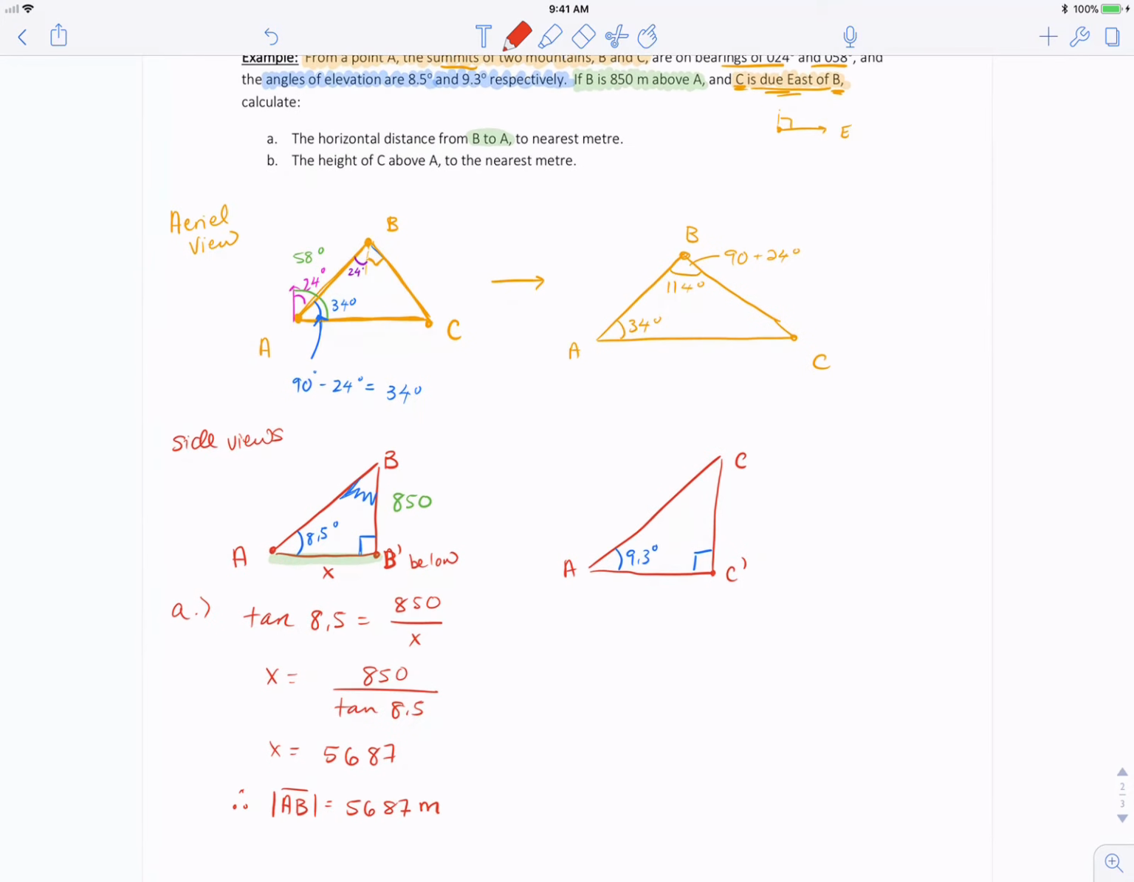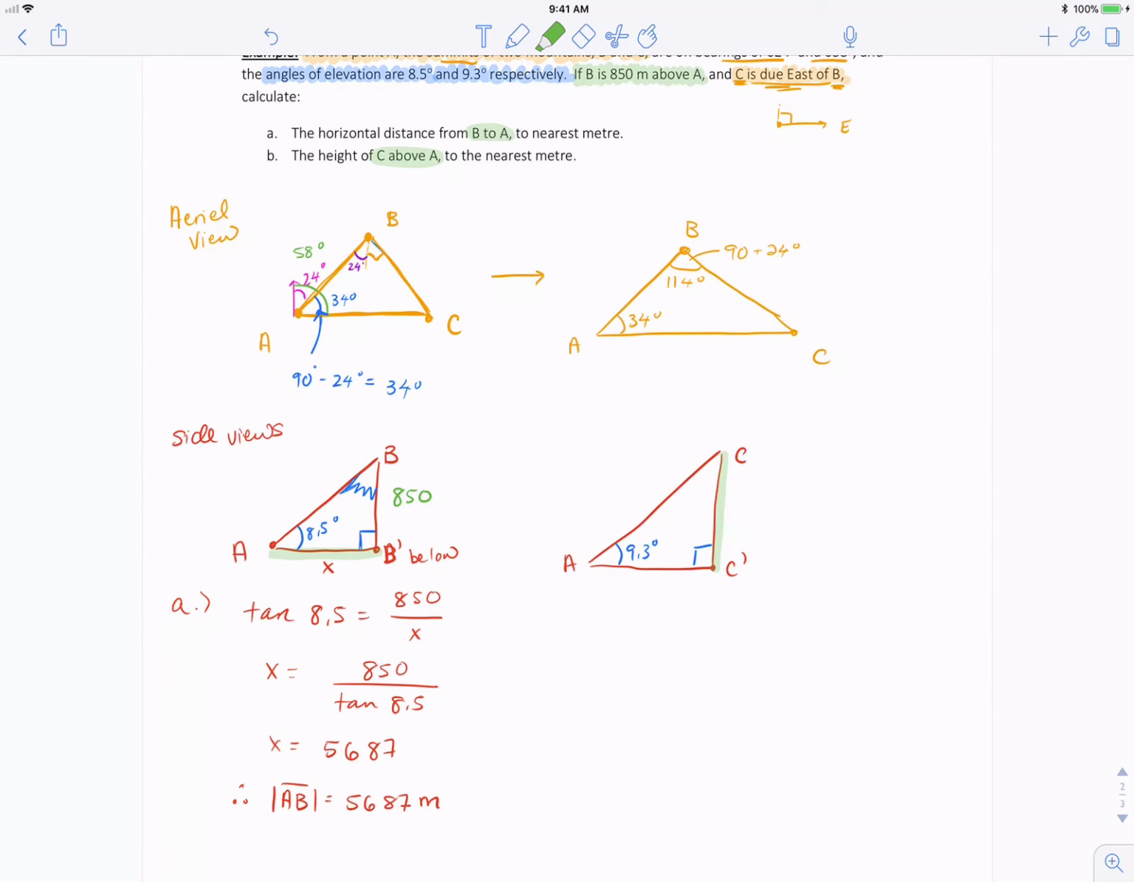What does the second part say? Determine the height from C above A. So how far apart is this? Well, in order to solve for that, I would need more information. I would need, say, the length of A to C. I need something. If I look in my aerial view, remember, I have the lengths of my summits. I have all this information.